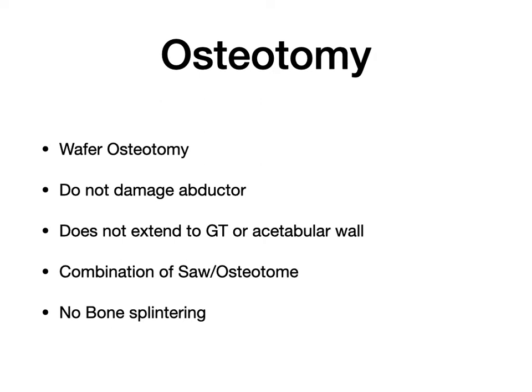It's called a wafer osteotomy. Do not damage the abductor. Ensure that when you're doing an osteotomy, it does not extend to the greater trochanter or the acetabular wall. Use a combination of saw and osteotome. So what I do is I make a mark with the saw and then gently feel and divide with the osteotome. Ensure that there is no bone splintering and it's a clean, nice cut.